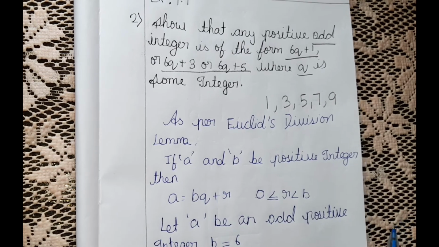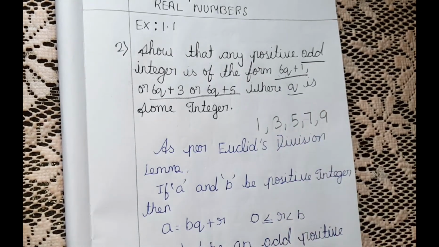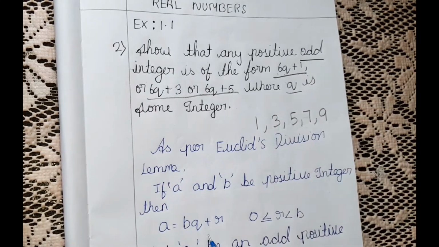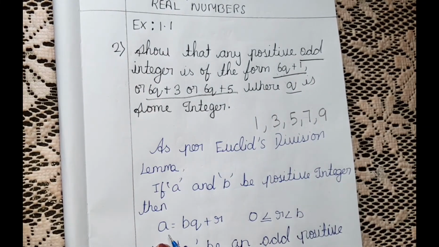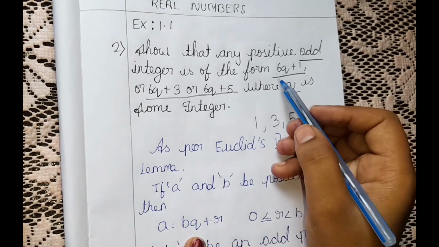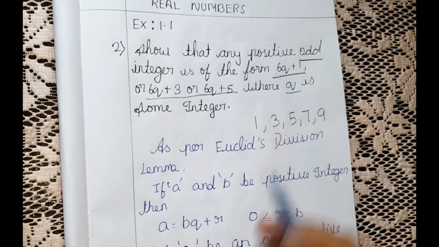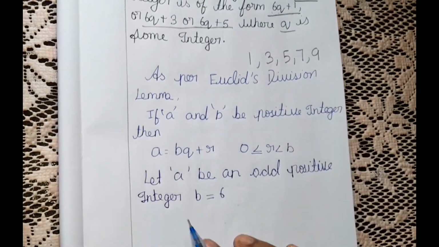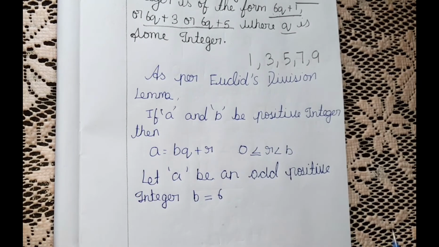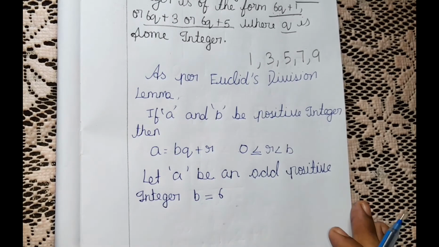Why are we taking 6? Because here it is 6q plus 1, that means in the b place they have written 6. You can just note it down right here. They have taken a as anything and it is b into q plus r, but here it is 6q plus 1. That means in the b place they have written 6. That's why we are taking b is equal to 6. In the question itself they have told us to take b is equal to 6. Those are certain clues which they have given in the question.